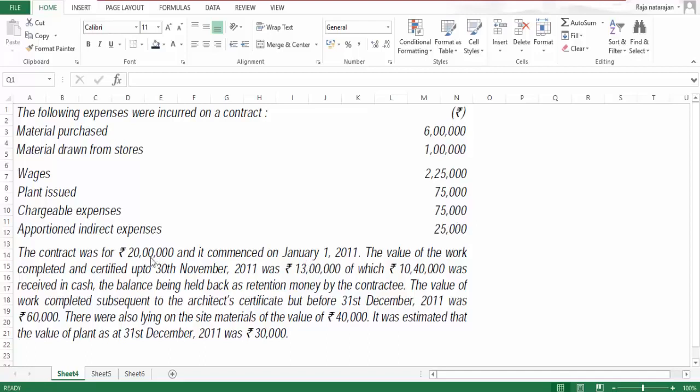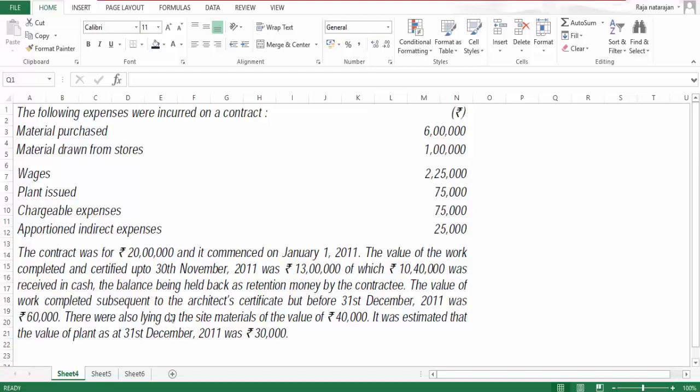The contract is for 20 lakhs. It commenced on 1st Jan 2011. The value of work completed and certified up to 30th November was 13 lakhs, of which 10 lakh 40,000 was received in cash, the balance being held back as retention money by the contractee.